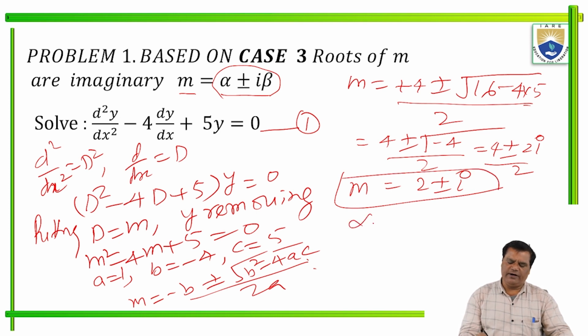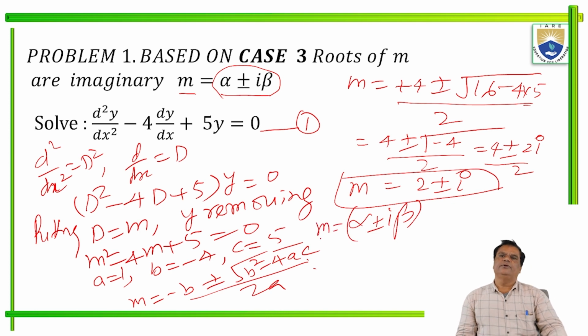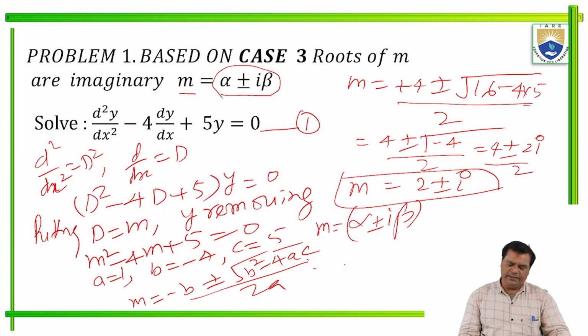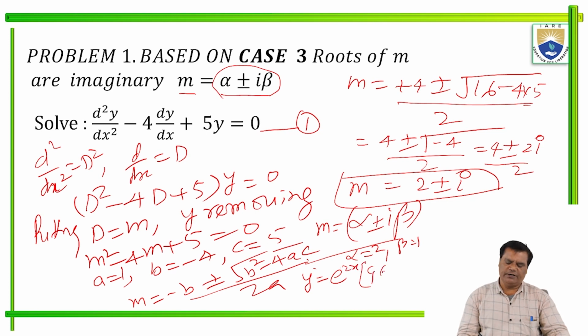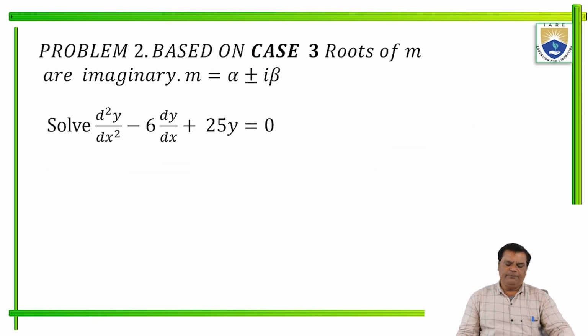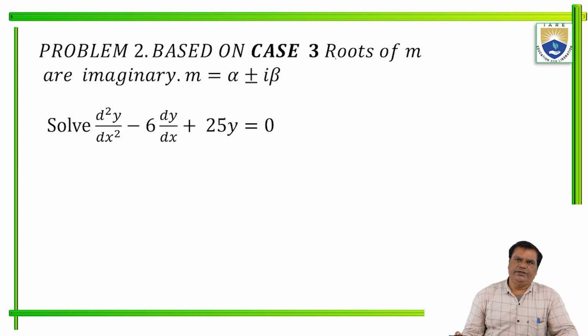These roots are α ± iβ. This is this type of root m. So I am writing the formula here: y = e^(αx) (C1 cos βx + C2 sin βx). Here α is 2 and β is 1. So y = e^(2x) (C1 cos x + C2 sin x). Okay, this is the solution.